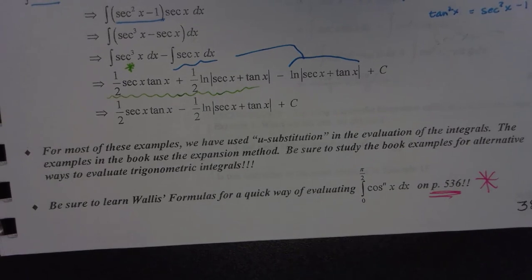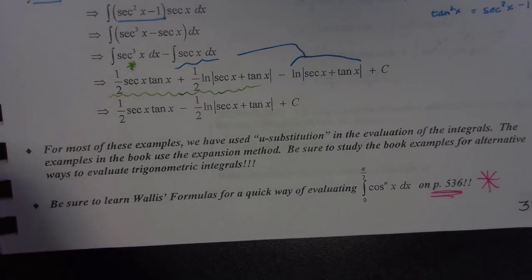For most of these examples, we've used u substitution in the evaluation of the integrals, but the examples in the book use an expansion method. So be sure to look at the book examples. And again, go back to page 536 for the Wallis formulas. You've got to do those.